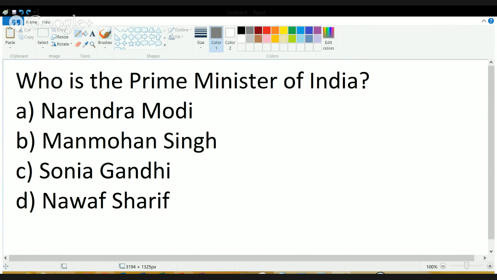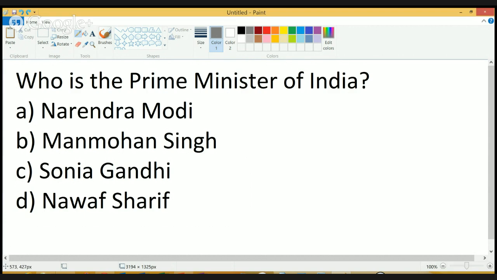Okay, so this is the forward method. In the backward method, you must apply it to the questions where you are doubtful. So in case you are doubtful about a question, say, who is the Prime Minister of India? Okay, I feel Nawaz Sharif cannot be the Prime Minister of India because he is from Pakistan. Okay, next choice, Sonia Gandhi.